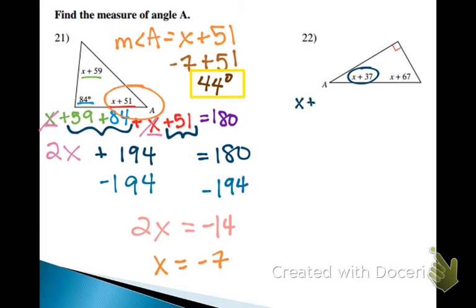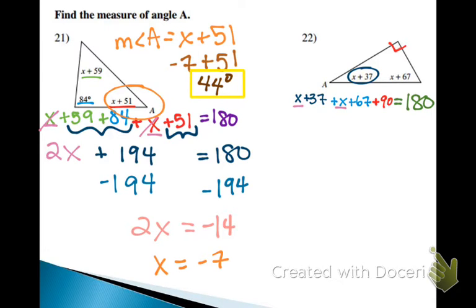So we're going to have x plus 37. We're going to add it to x plus 67. And add it to what other number? 90, because that box means 90. Good job. And again, what do they all equal? 180.